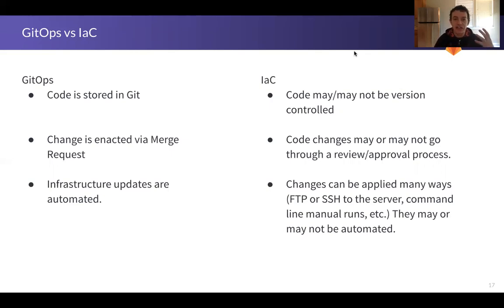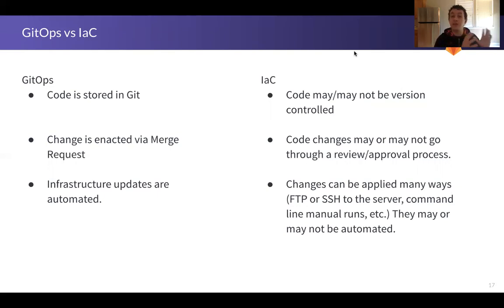The same thing is true where your changes in GitOps are enacted via merge request, and the merge request is that gate. With infrastructure as code, code changes may or may not go through an approval process. They can, but that's not necessarily mandated. And then, of course, with GitOps, those infrastructure changes are automated, whereas, as I mentioned, in infrastructure as code, maybe you have some type of automation running. That certainly is a best practice, but it's not necessarily dictated. So when you say I'm doing infrastructure as code, it doesn't necessarily mean you're doing all these best practices.